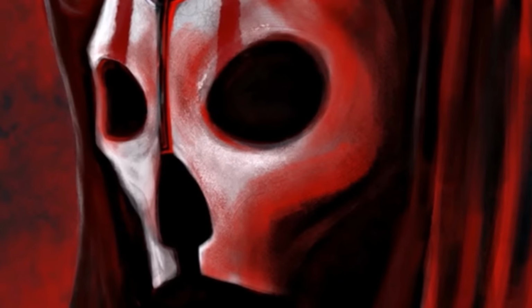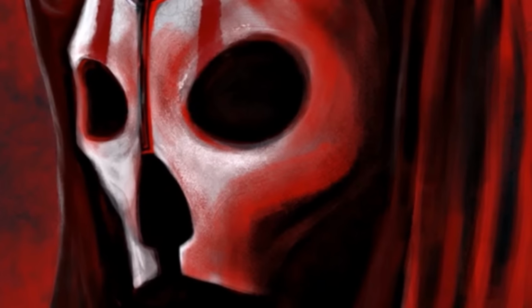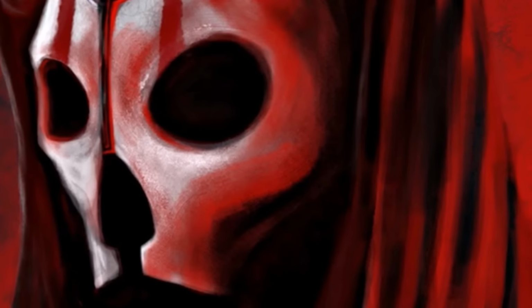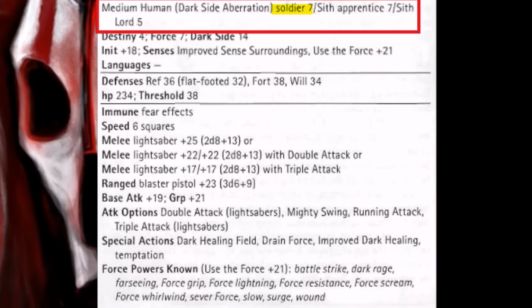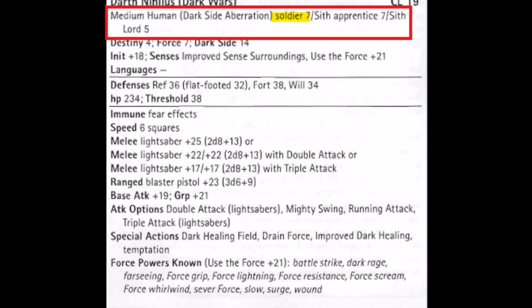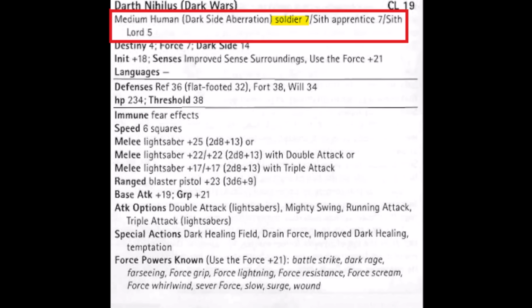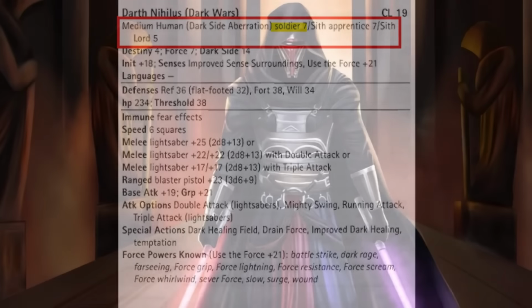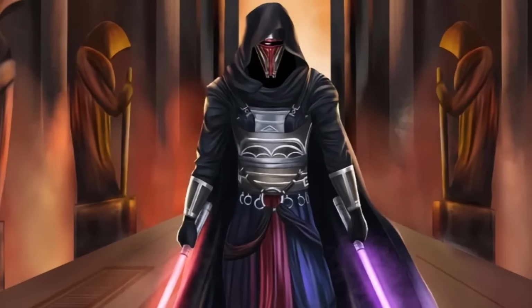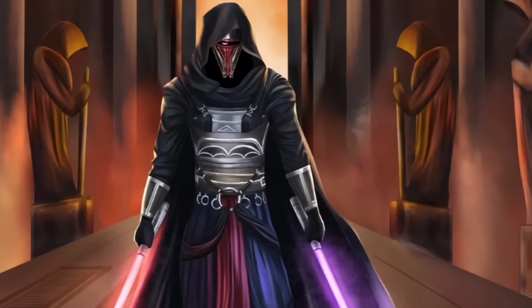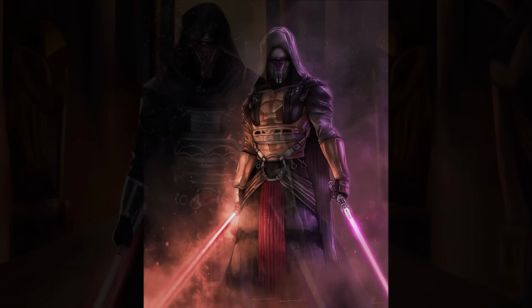Below his name and his character classes, we find that he has 7 levels as a soldier. Then of course, 7 levels in Sith Apprentice, and 5 as a Sith Lord to make his character a level 19. As an aside, it's fascinating that they decide to put Nihilus just a single level below Revan, showing that Revan indeed may have had more skill and experience, but Nihilus's raw power almost closes that gap. But Revan versus Nihilus could be an analysis for another time. Let's get back on topic.